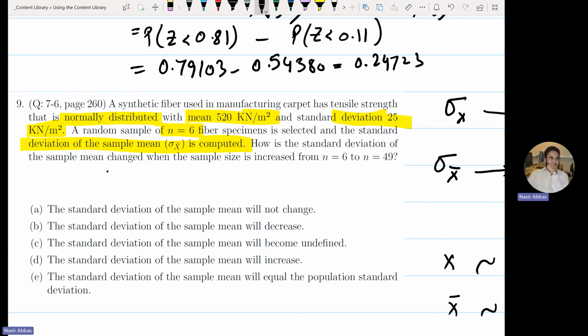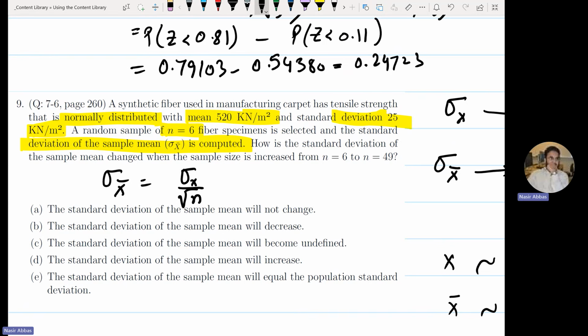Sigma X bar is actually what? It is sigma of X divided by the root of N. Now, if N increases, what happens to this sigma X bar? Decreases. So select one of the options that corresponds to the correct answer. The standard deviation of sample mean will not change. Will it not change when you increase sample size from 6 to 49? It will change. Wrong option.